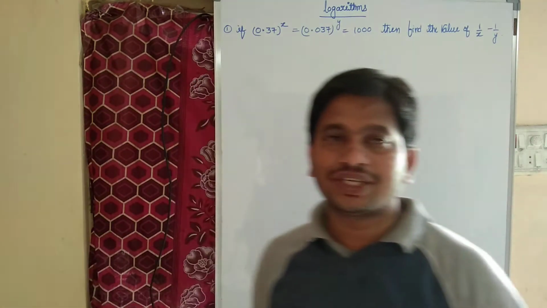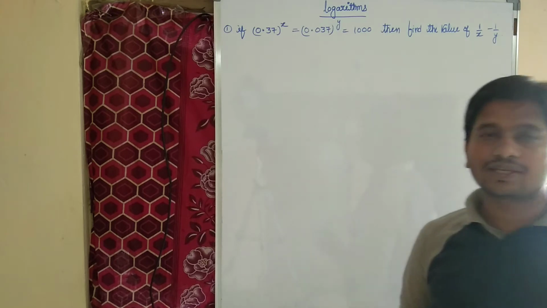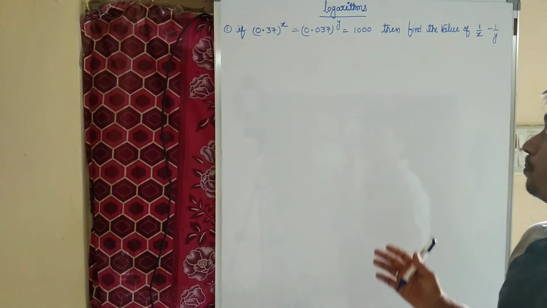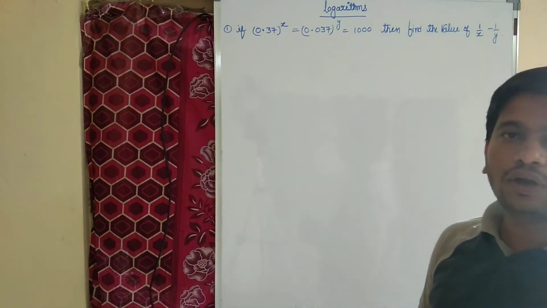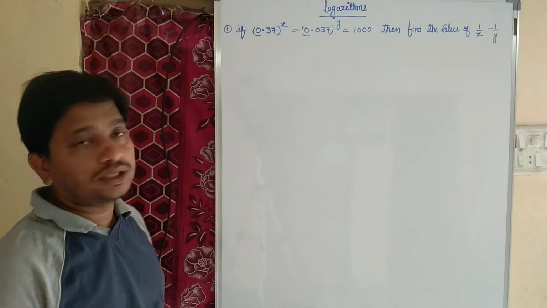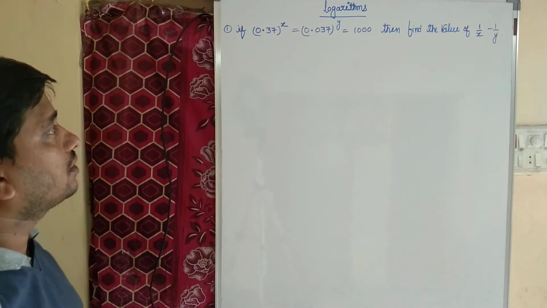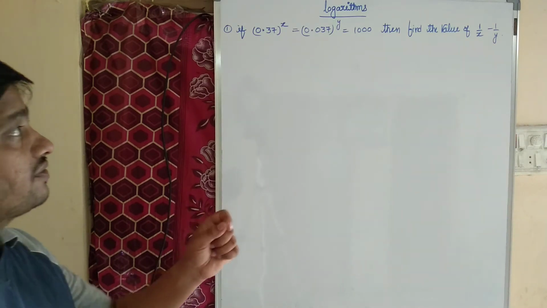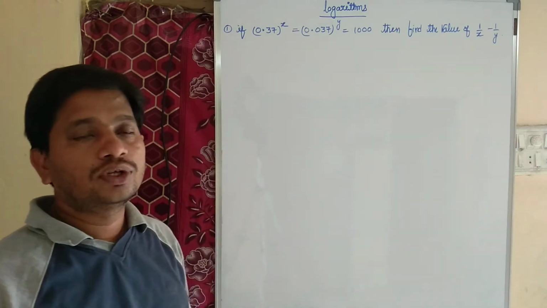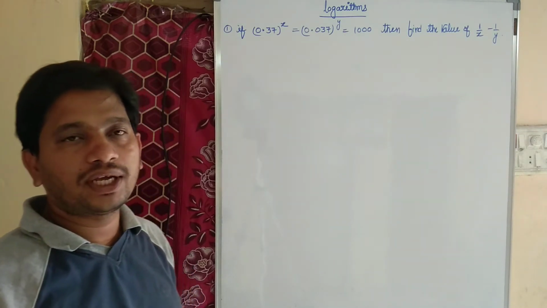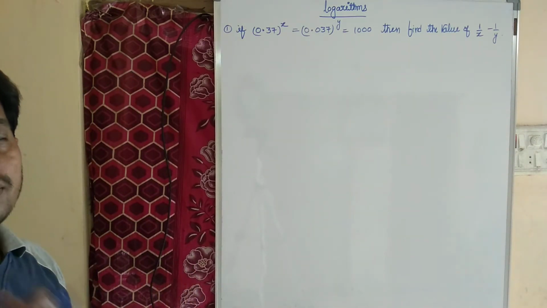Welcome back to today's session, and today let us discuss the most important sums from the topic logarithms. What is given in the question here? If 0.37 whole to the power of x equal to 0.037 whole to the power of y equal to 1000, then find the value of 1 by x minus 1 by y.